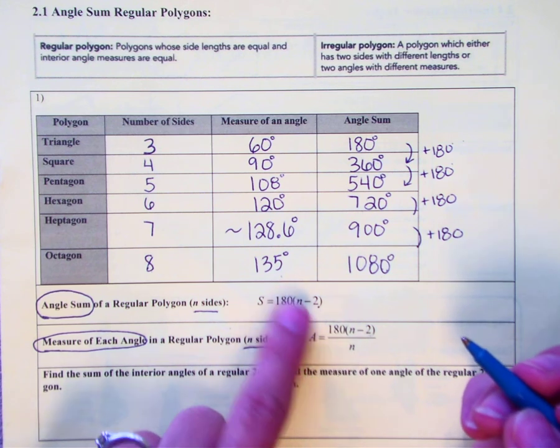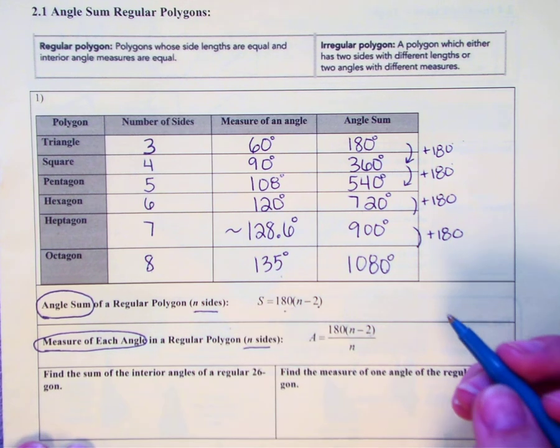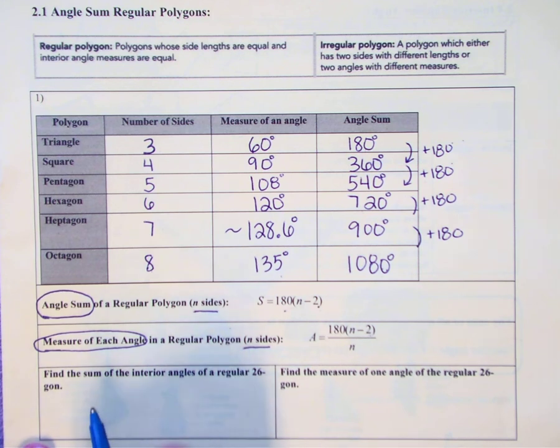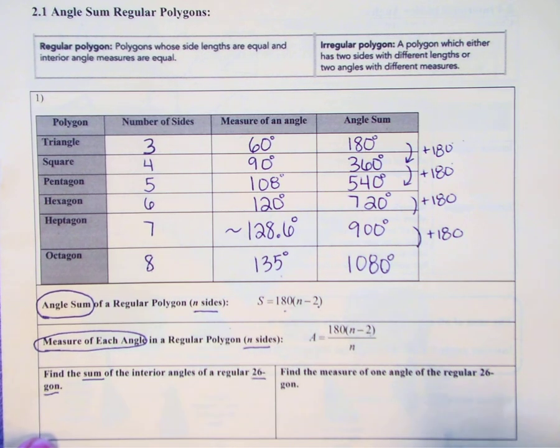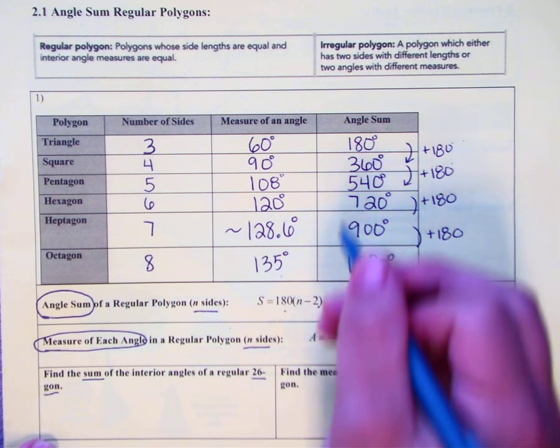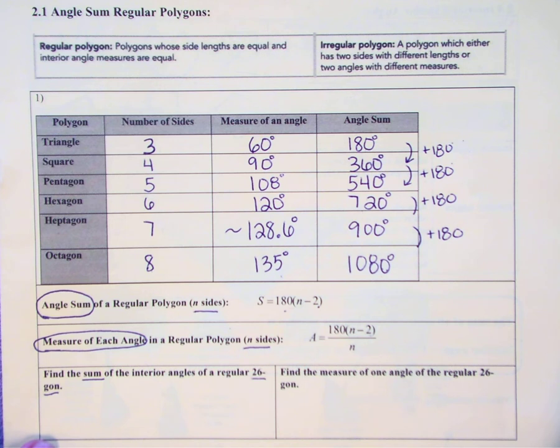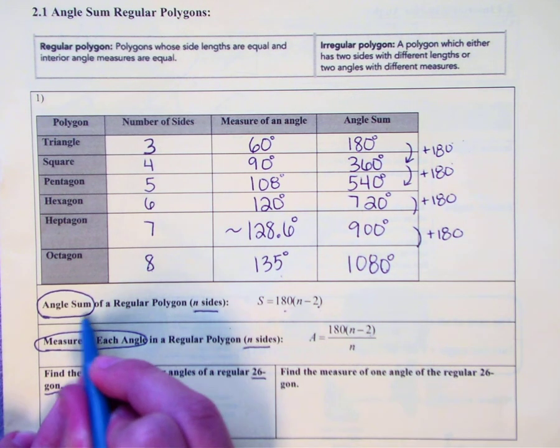All right, so let's use some practice of this for finding some angles. It says to find the sum of the interior angles of a regular 26-gon. Whew, that's a really big shape. So we don't want to sit here and follow this pattern 26 times till I get there. I want to use my formula. So for the sum, we're using this formula.